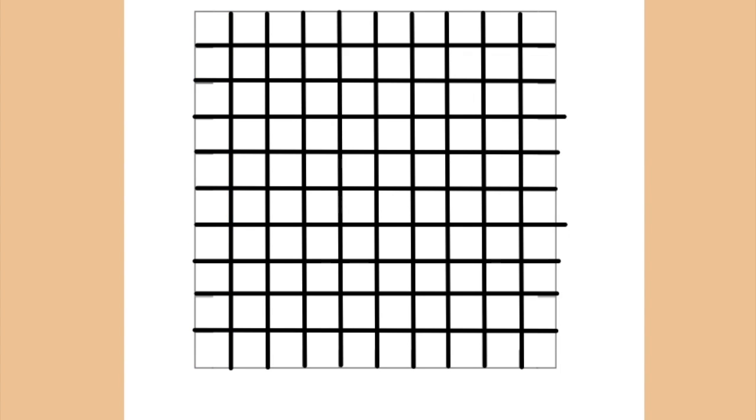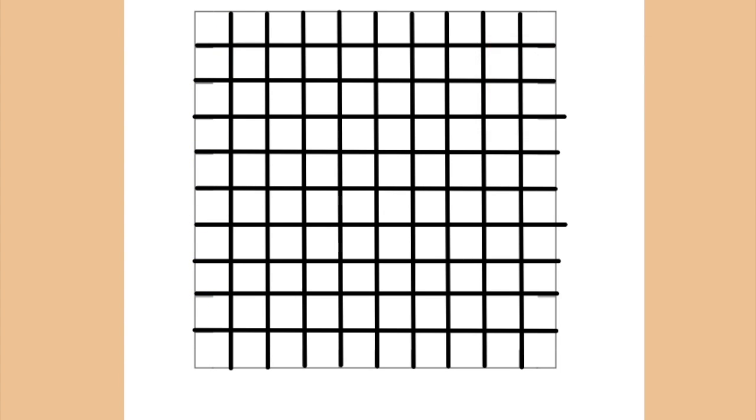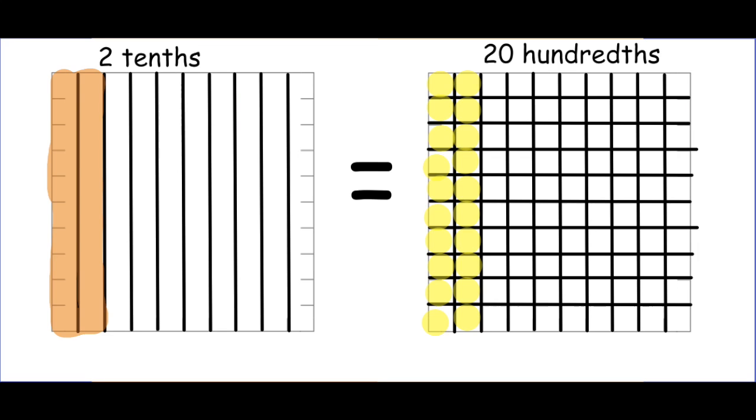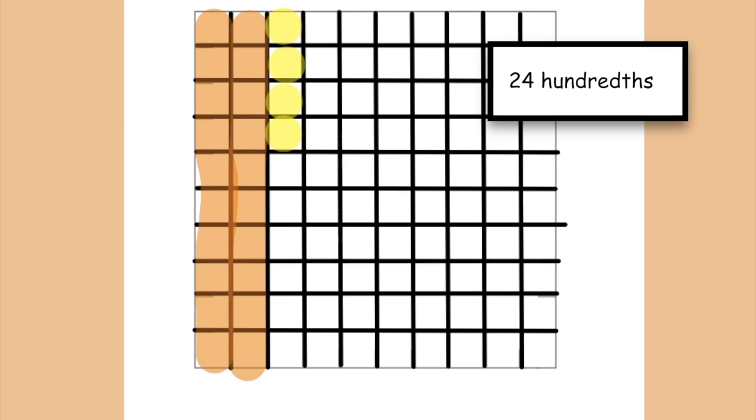So let's show a new amount. Let's show 24 hundredths. I would need to color in 24 small squares. Instead of doing them all with yellow, I'll do 2/10 in orange, which is the same as 20/100ths. As you can see, 20/100ths have been colored in, same thing as 2/10, plus 4/100ths, 4/100th size pieces. So altogether, this represents 24/100ths.